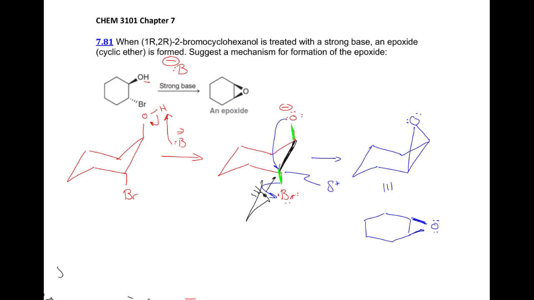Anyhow, I just thought it was kind of interesting, and it's an example of a problem where you create a nucleophile in a molecule and you also have an electrophilic center in that molecule, and this reaction is called an intramolecular reaction because it's essentially reacting with itself.